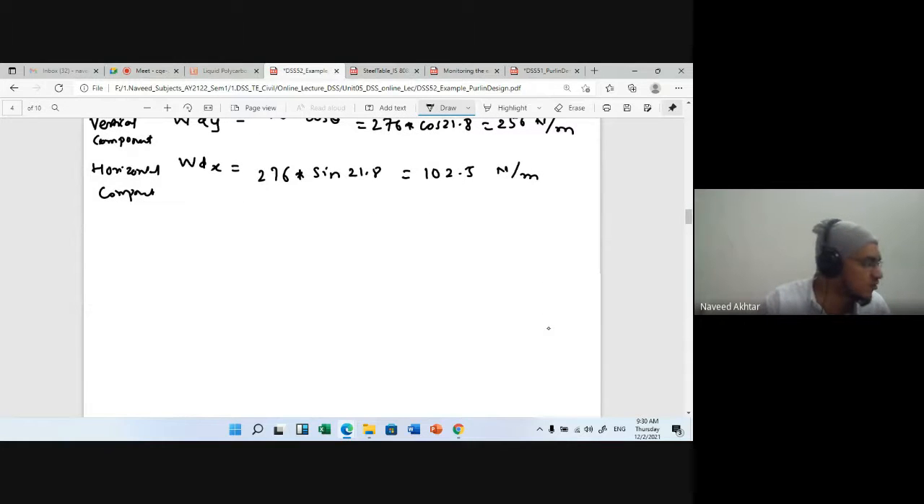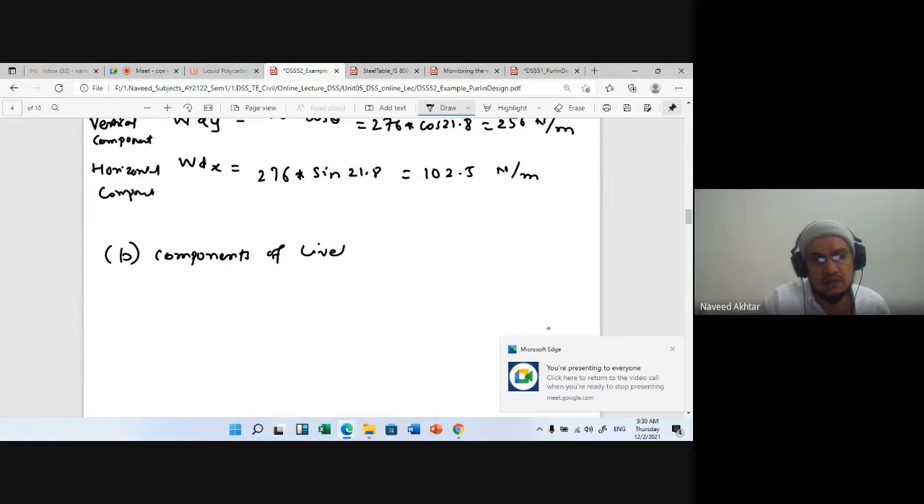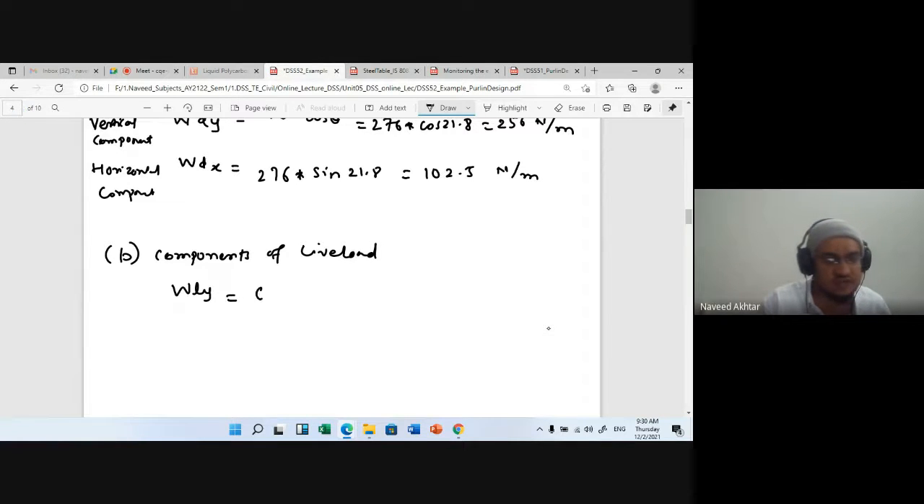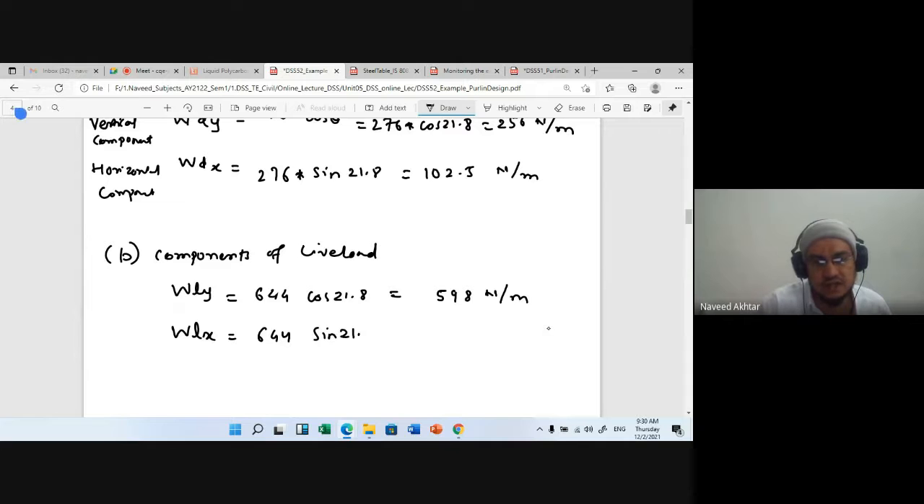Then again, the components of the live load, or you can say imposed load. WLY, the vertical component, is 644 cos theta, which is nothing but 598 Newton per meter. Similarly, WLX, the horizontal component, is 644 sine theta, with theta 21.8 degrees. So it will be 239 Newton per meter.